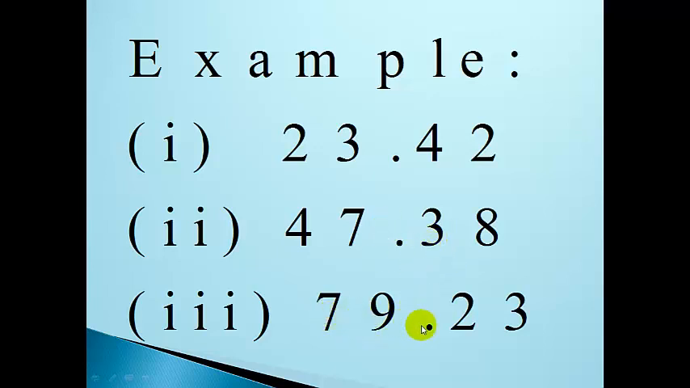Now, with 79.23, we also have two digits after the decimal point, and therefore 79.23 is also in two decimal places. Take note that the numbers before the decimal point are the whole numbers. So from 23.42, the whole number is 23. With 47.38, the whole number is 47. And from 79.23, the whole number is 79.